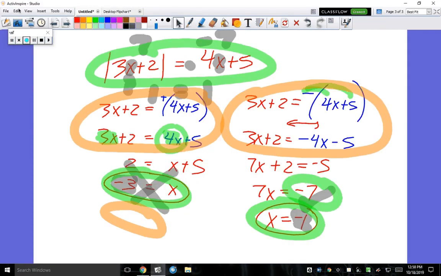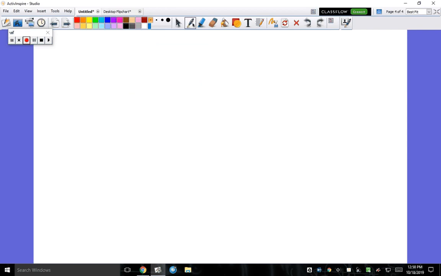Okay, so for your last problem, I have a challenge problem for you. And I'm basically going to ask you to solve for x. Using any form that we've learned or talked about, I will give you 3 minutes. All right, here we go.